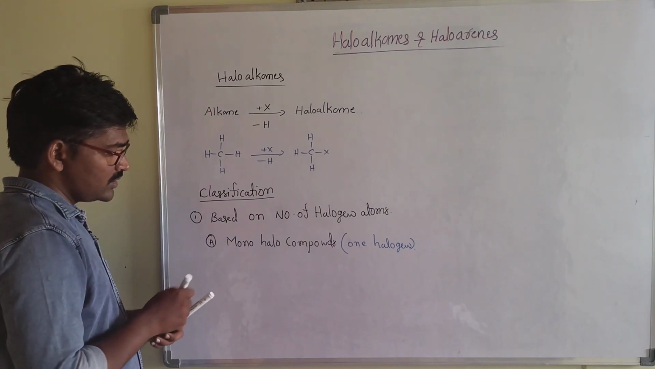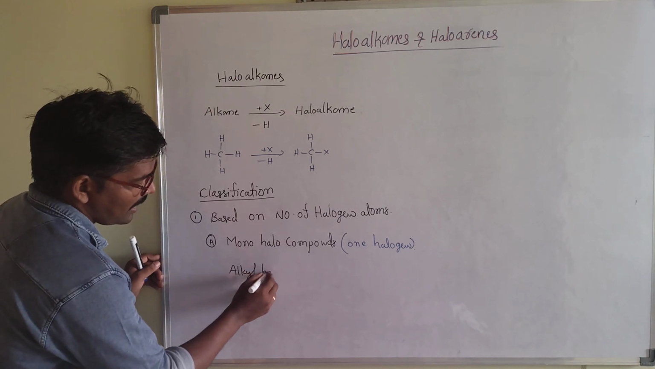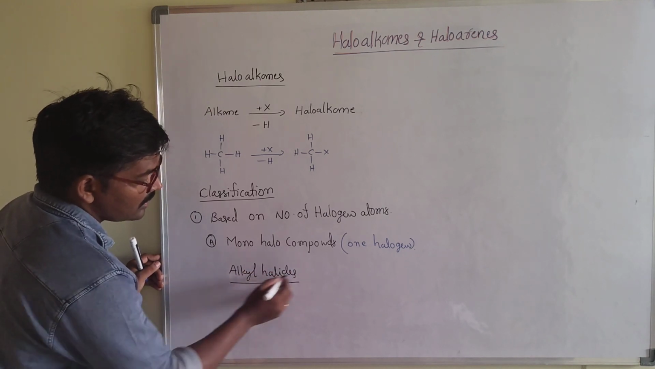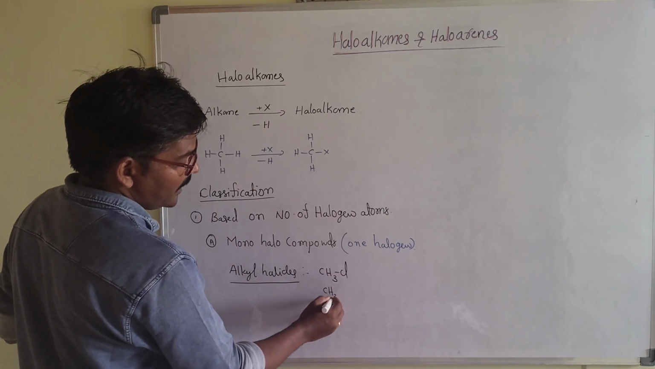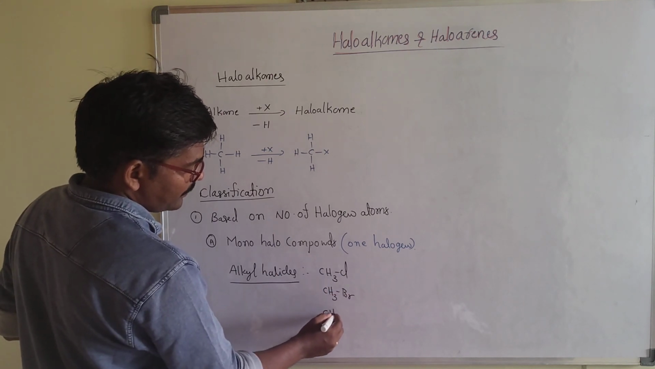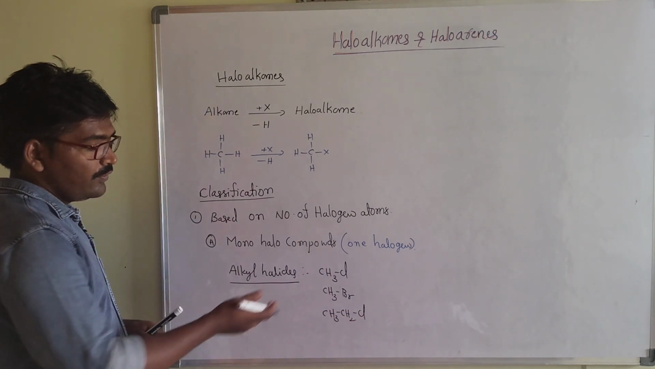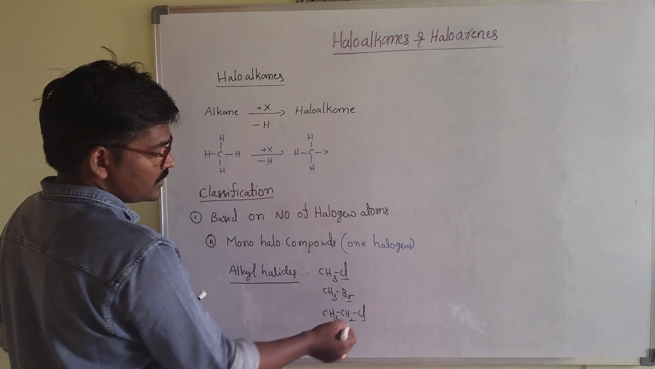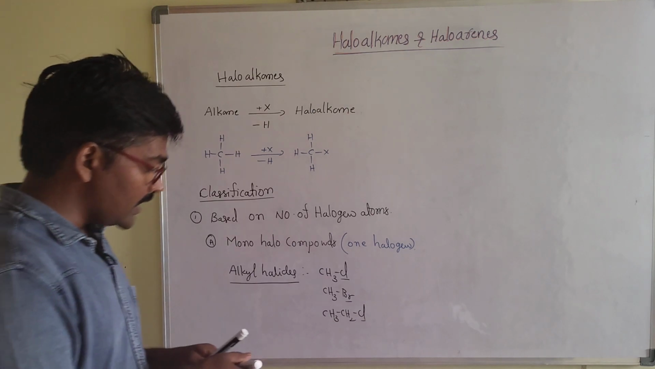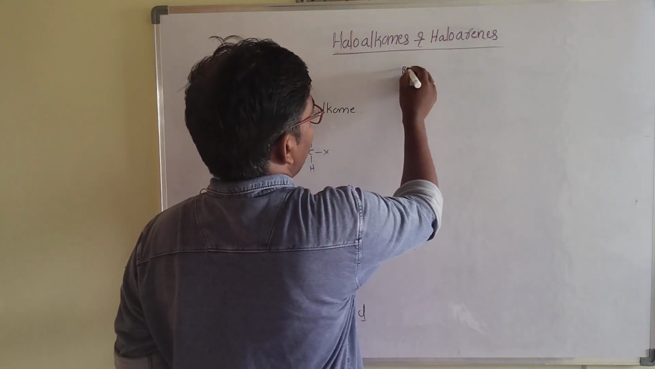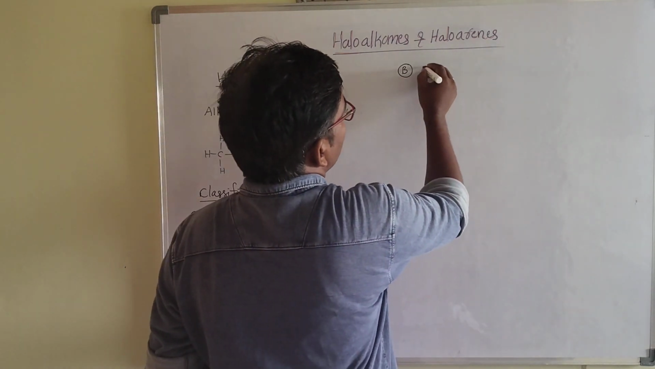Which are the examples for this? Alkyl halides are examples. What are alkyl halides? If you take methyl chloride, methyl bromide or ethyl chloride, all these are alkyl halides. If you observe, only one halogen atom is there. That is the reason these are monohalo compounds. Then the second classification is dihalo compounds.